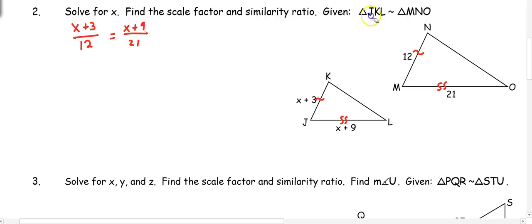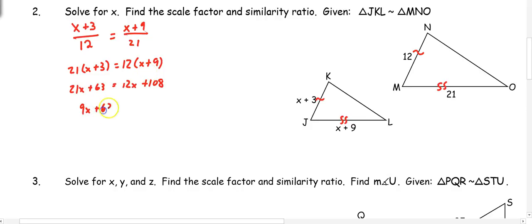In order to solve for x, we need to cross multiply. So we have 12 times x plus 9 equals, I'm sorry, 21 times x plus 3. So we get 21x plus 63 equals 12x plus 108. We can subtract 12x from both sides, so 9x plus 63 is equal to 108. We can subtract 63 on both sides, so 9x equals 45. When we divide, x is 5. So we're going to substitute 5 into the sides to find their length. So JK would be 8 and KL would be 14.